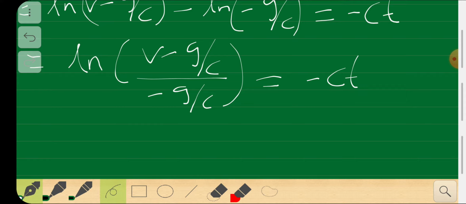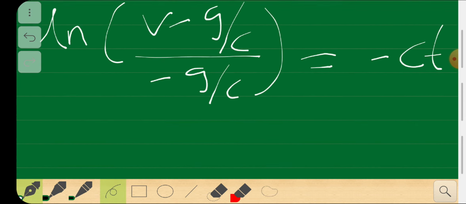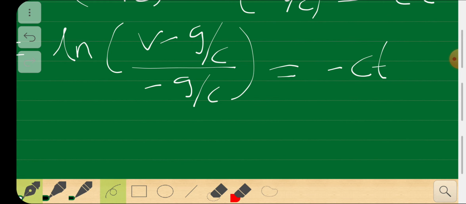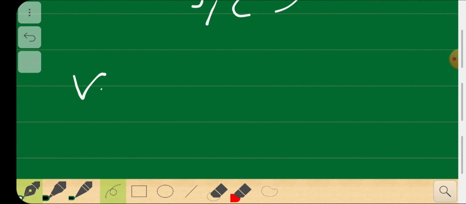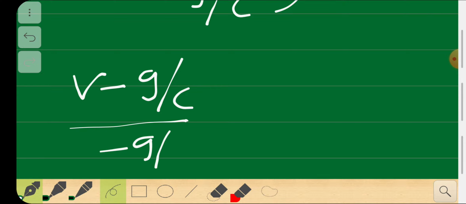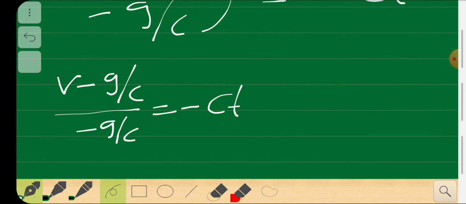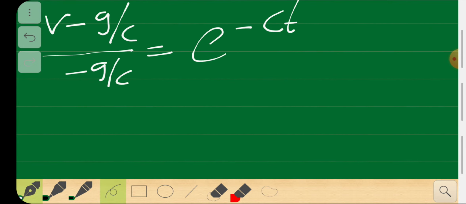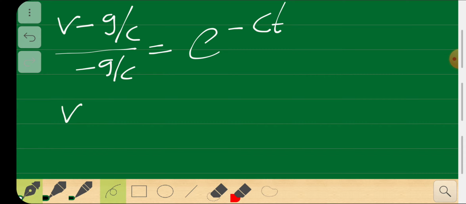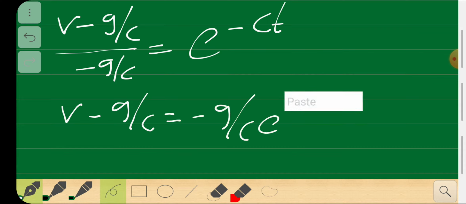Now I can exponentiate both sides, taking the exponential of both sides, so the log will disappear. You get v minus g by c, divided by minus g by c, equal to e raised to minus ct. Sorry, e raised to minus ct. That's what you get when you take the exponential. This has become much simpler now. So v minus g by c is equal to minus g by c times e raised to minus ct.